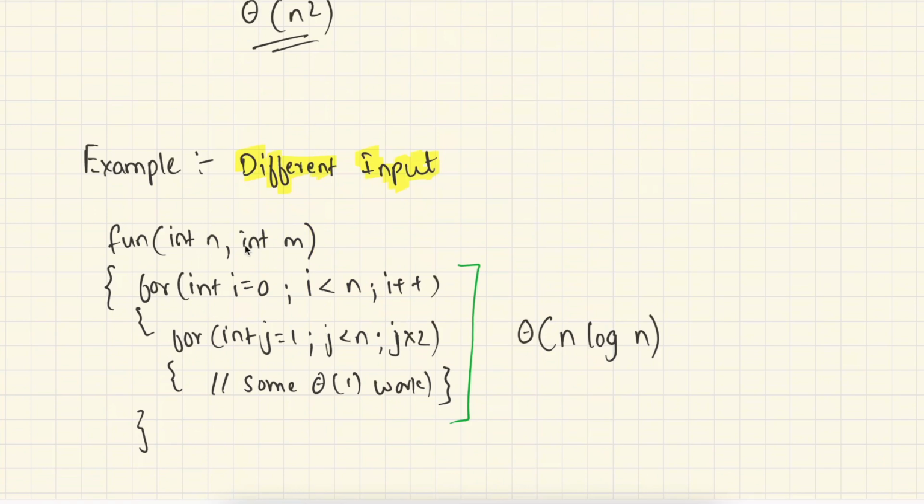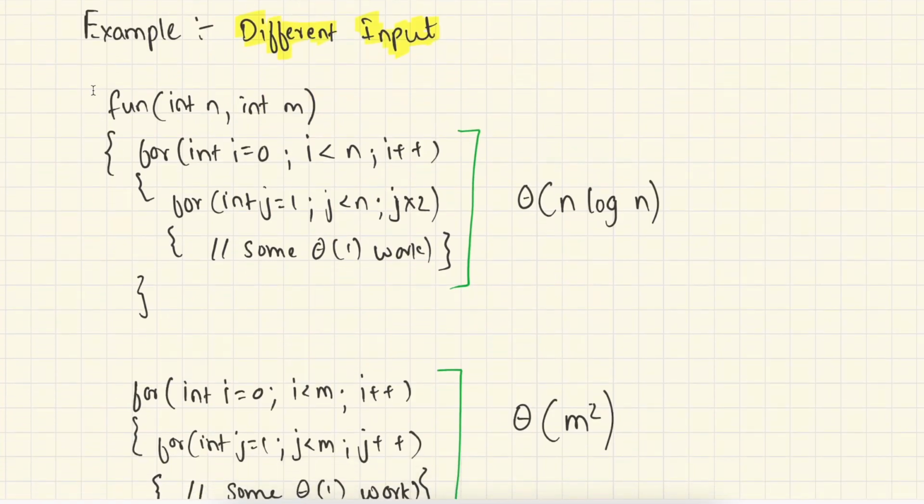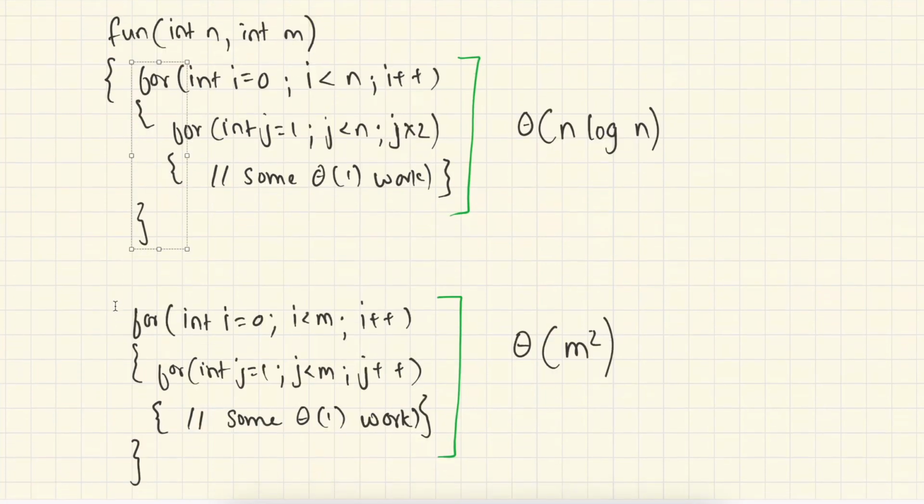Alright, let's see one more different example. In this example, our function is taking two inputs. In all the previous examples, we were only taking one input, but in this example we are taking two inputs. So our loops depend completely on the inputs. This loop depends on n, and the loop below it depends on m.